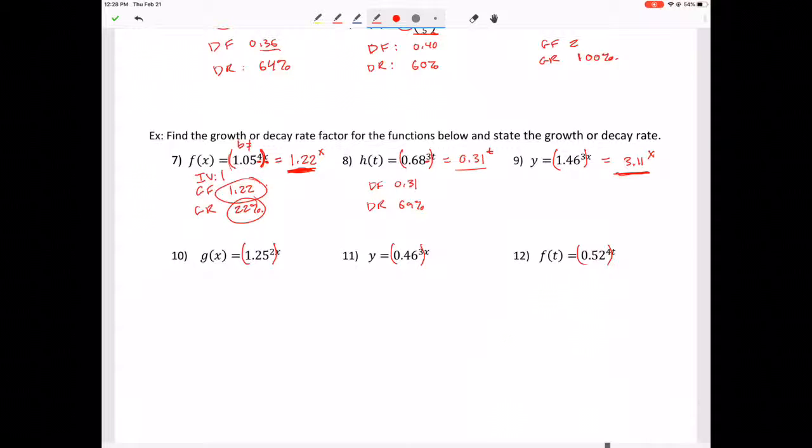Okay, this one you'd evaluate for 9, would get 3.11 to the x. This would be our b value, so our growth factor, because it's greater than 1, is 3.11. And then our growth rate is the difference between this and 1, which gives us 2.11, or 211%.